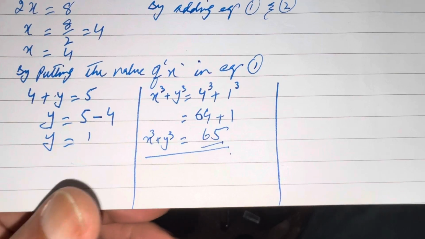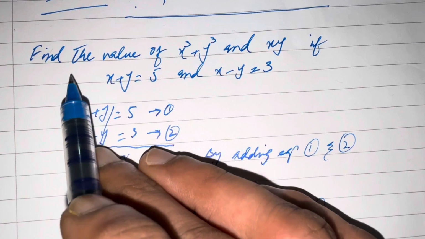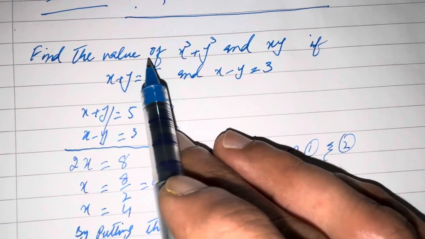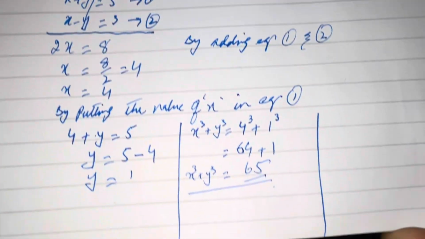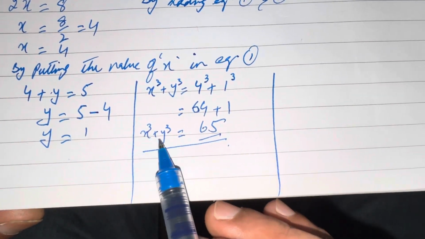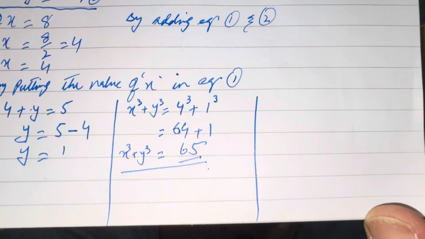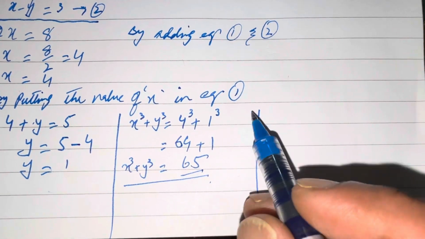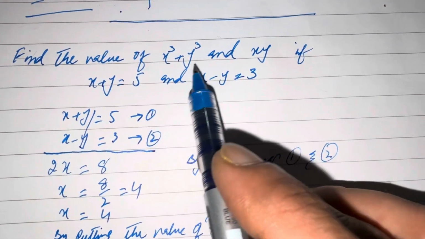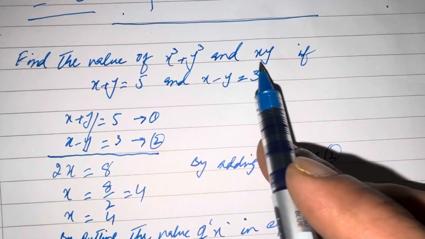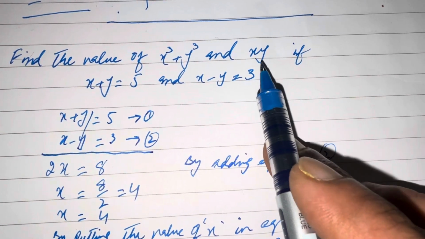So that's the first answer. In the question, the statement is given like find the value of x cube plus y cube. So we have found that x cube plus y cube is equal to 65. And on the other side, the statement asks to find the value of xy. xy means x is multiplied by y.